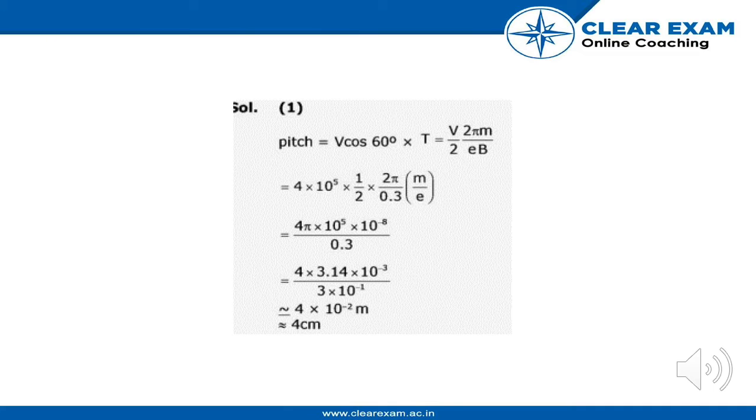The solution is: pitch is equal to v cos 60 times T, that is equal to v/2 times 2πm/eB. Now putting the values inside, we have 4π × 10^5 × 10^-8 / 0.3, which gives us 4 × 10^-2 meter, or 4 centimeters.